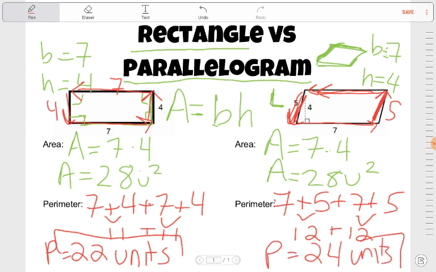So if you're looking at similarities between the two, our area formula is base times height. But the only difference is that in our perimeter for our parallelogram, we are going to use those slanty sides and not our height. We don't ever actually walk in our height.